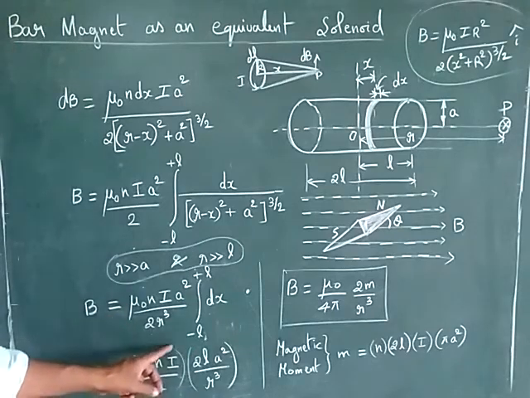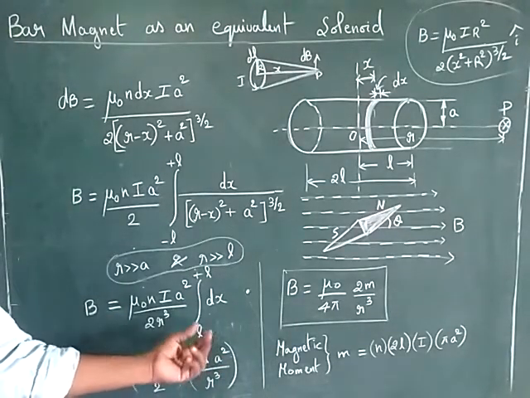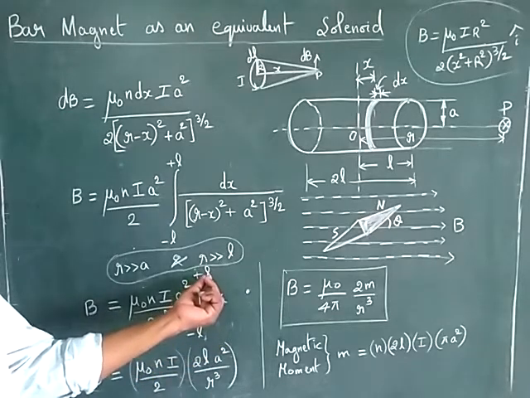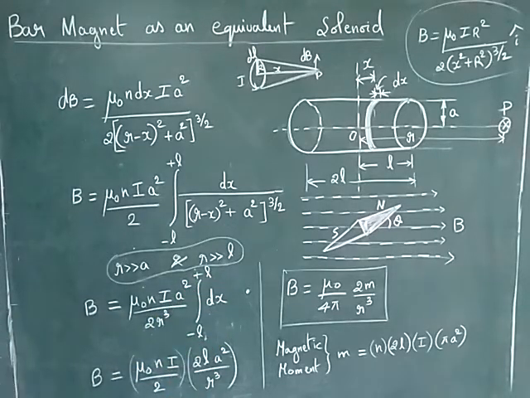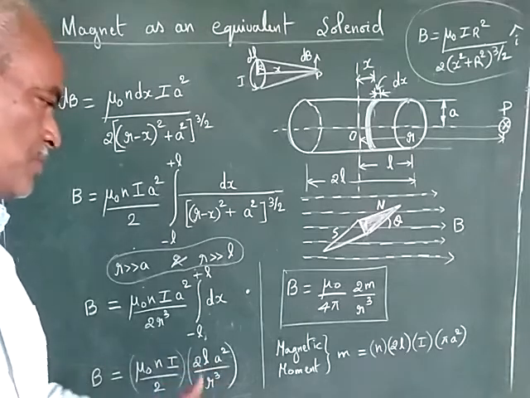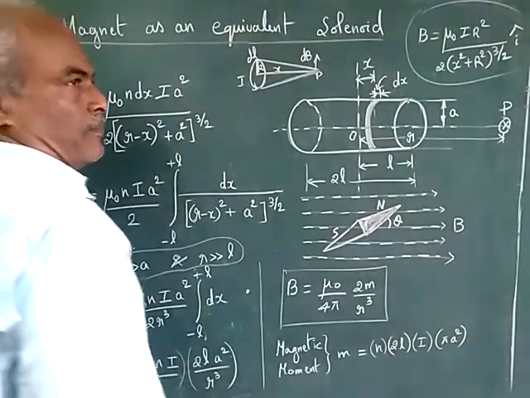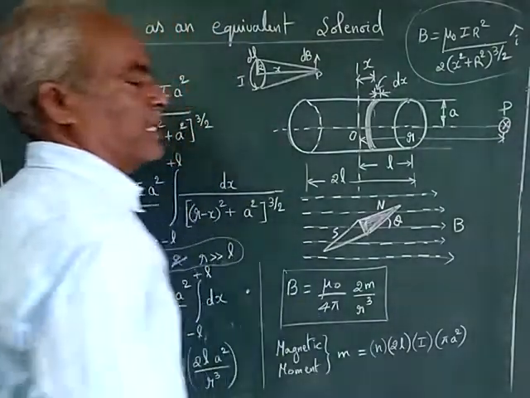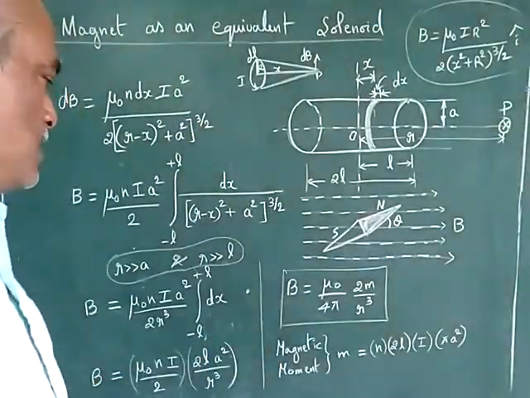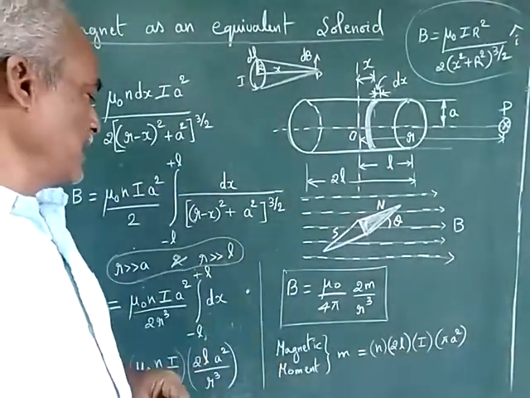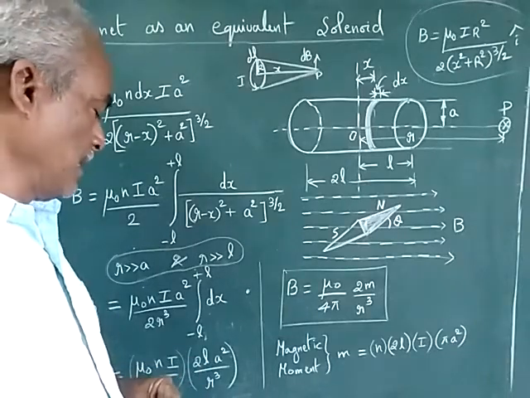So mu naught Ni by 2, R cube is there, A square is there. Integration of dx with upper limit L and lower limit minus L is 2L. So we have substituted here. Now this is the final answer for the magnetic field density at the point P, based on the condition R is very much greater than A and R is very much greater than L.